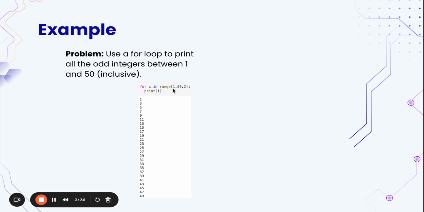So as you can see, we're starting at 1 and we're ending at 49 here, because 49 is the greatest odd integer in this sequence. So that's why we can write 50 here, 1 through 50 inclusive, but 50 is not included because it's not odd, so that's okay. And then 2 is our step value. So 1 plus 2 is 3, 3 plus 2 is 5, 5 plus 2 is 7, 7 plus 2 is 9, and so on until we reach 49.